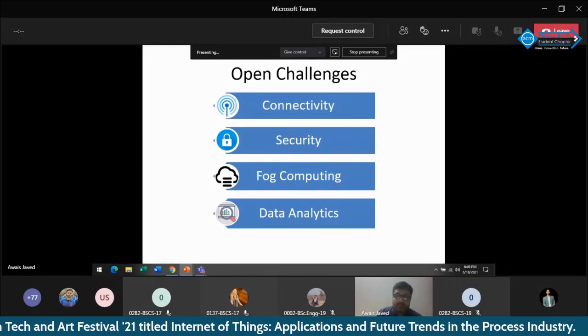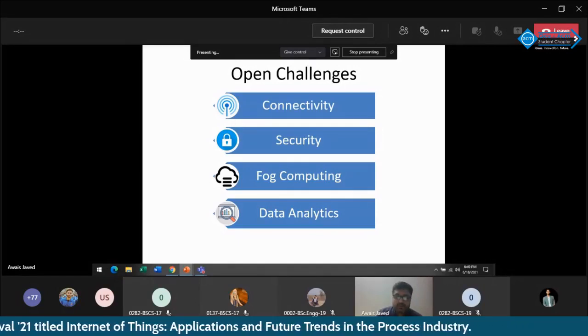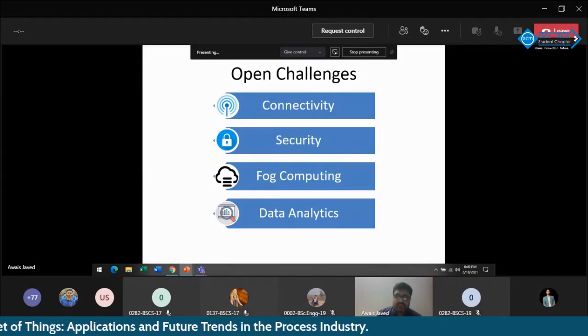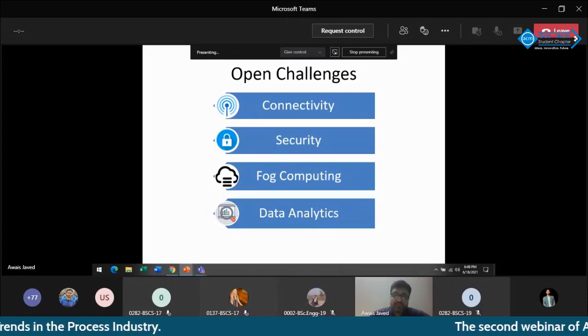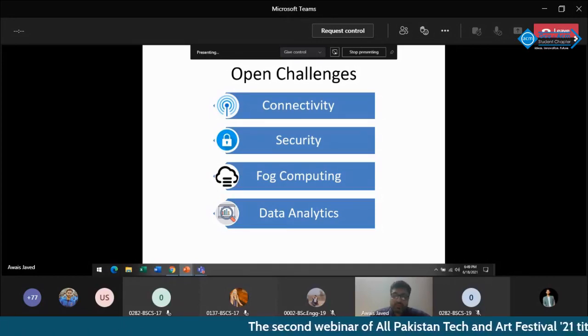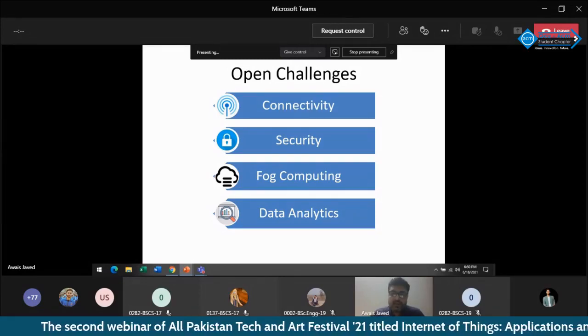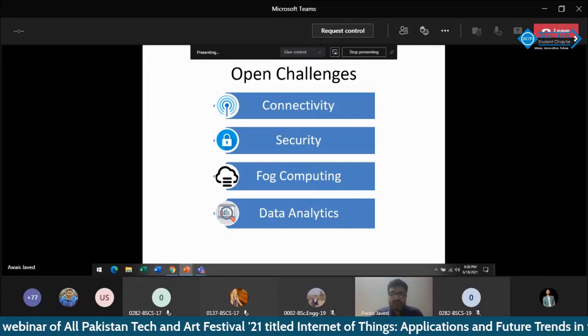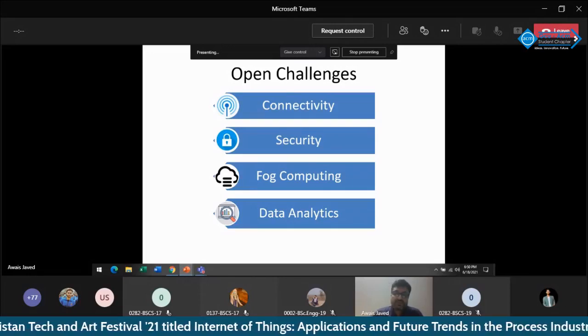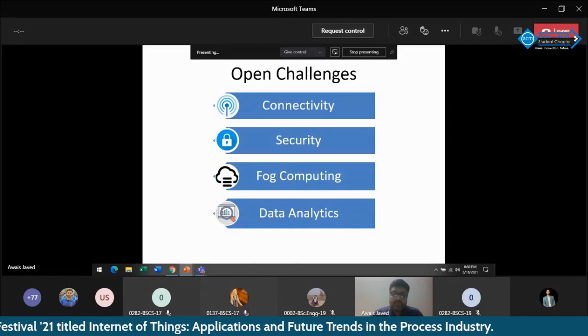Thirdly, fog computing is an important challenge. As I discussed earlier, there will be small computing nodes that will be placed near the end devices. So efficient fog computing protocols, deployment of the fog computing nodes, and how the task offloading will be done, all these challenges need to be investigated under fog computing.